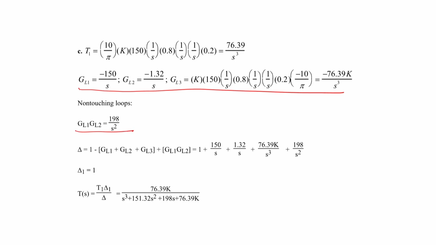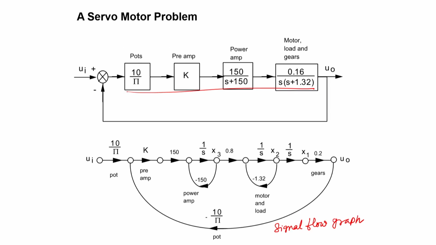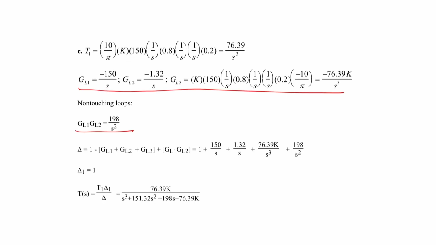Then what are the non-touching loops there? GL1 and GL2, loop 1 and loop 2 together. Just go back and check yourself what the non-touching loops are, like this loop and this loop. They do not share any common nodes. Whereas this loop shares nodes with this other loop, and the same thing is true for this. So, only two non-touching loops are this one and this one, and that is what we have shown here. Then you can accordingly figure out the transfer function of the system with the application of Mason's rule.